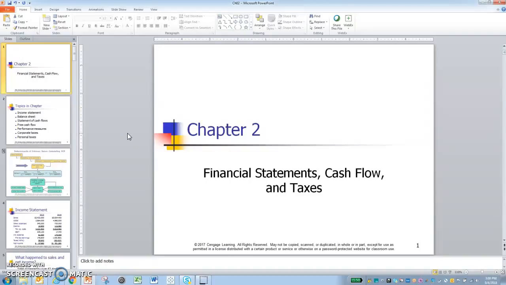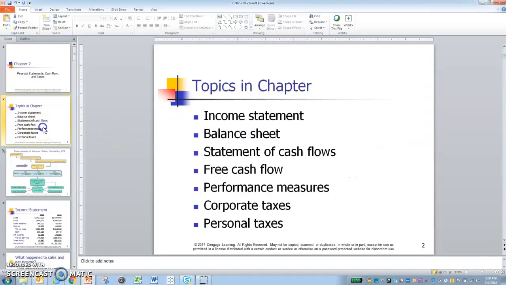Let's jump right into Chapter 2 and see if we can get through these 40-some slides in about 15 minutes. If not, we'll do a second video. So in Chapter 2, we're going to look at an income statement, the balance sheet, statement of cash flows, free cash flow, performance measures, corporate taxes, and personal taxes. These may be things you've seen in Accounting 101 or Business 101 class, so I won't spend too much time on each one of these in particular. I really want to get down to the performance measures to focus on that.